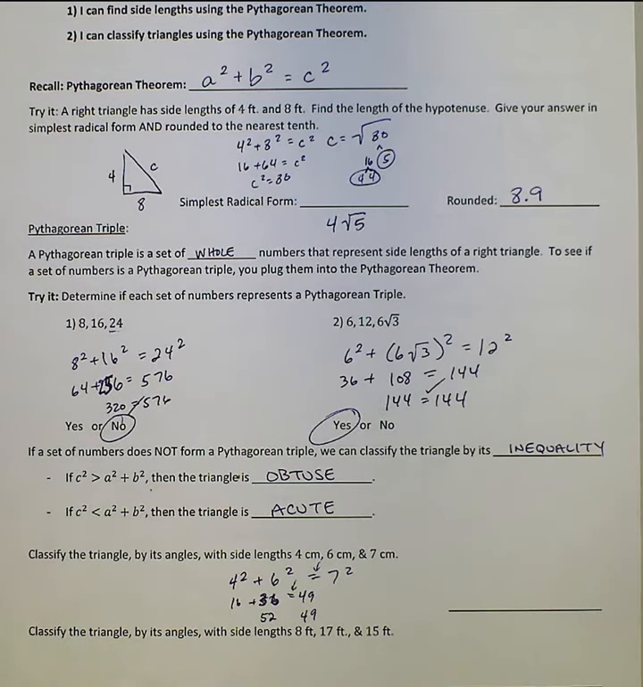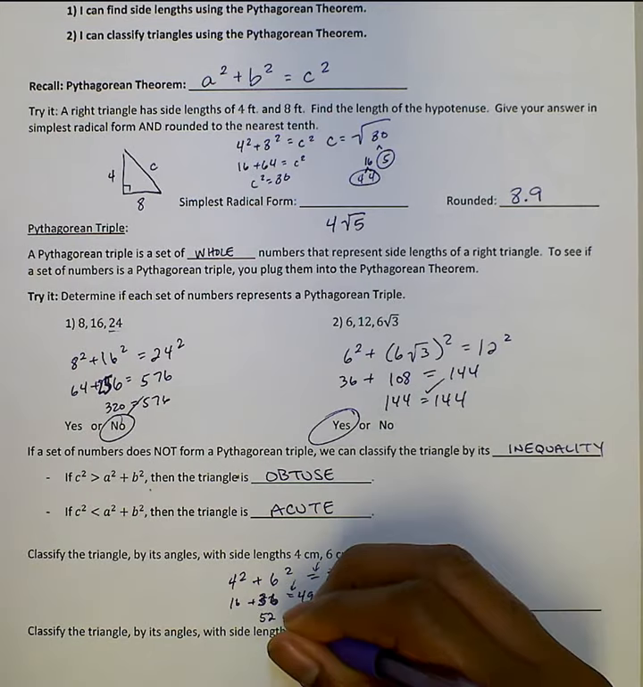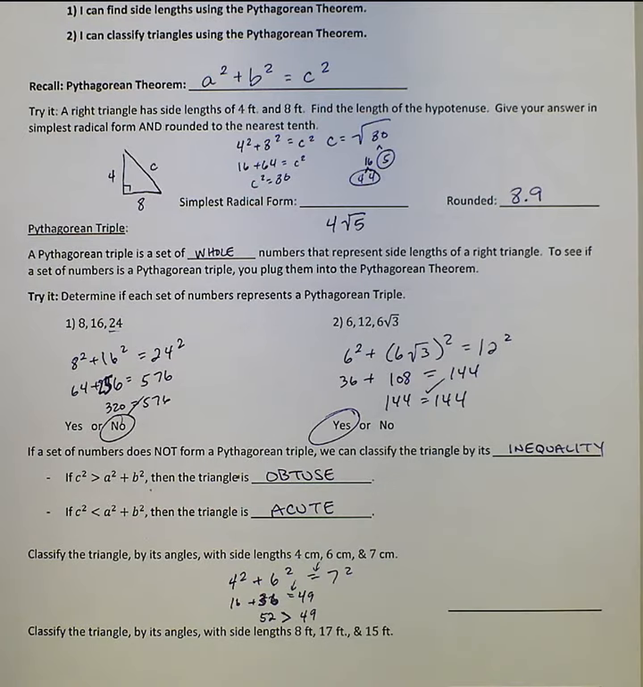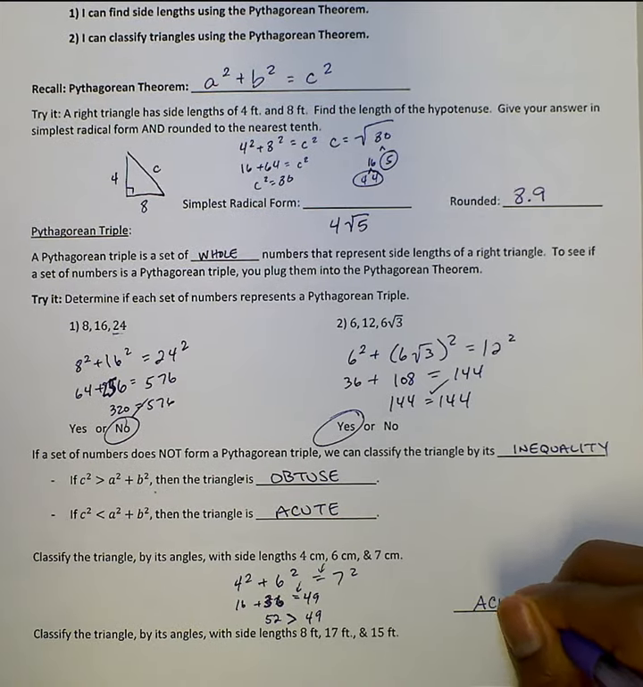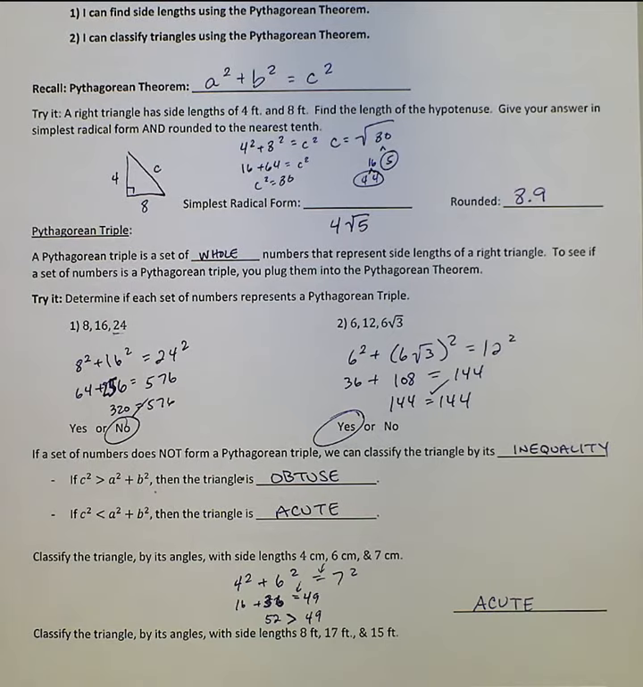But now I see that a squared plus b squared is greater than c squared. So since a squared plus b squared is greater than c squared, I know that this is going to be an acute triangle. If the legs are bigger, it's acute. If the hypotenuse is bigger, it's obtuse. Okay, do the same thing here.